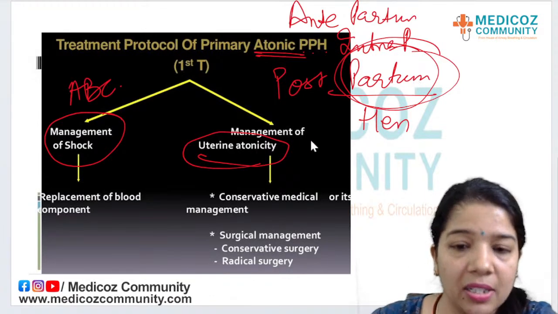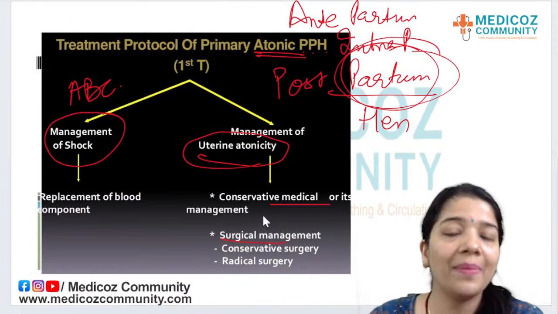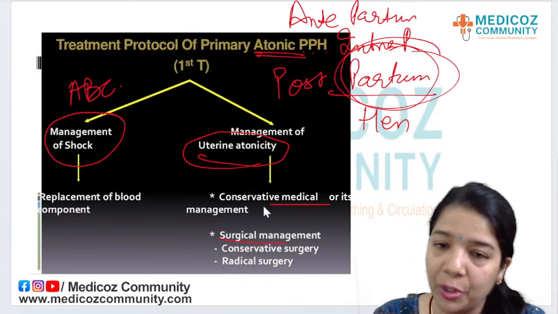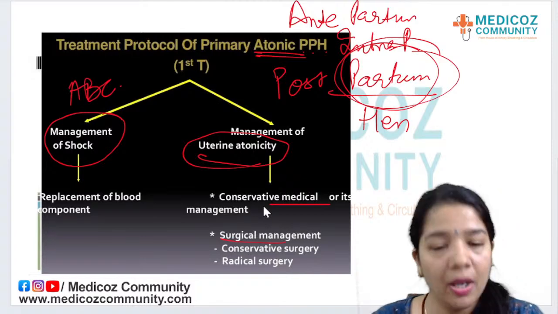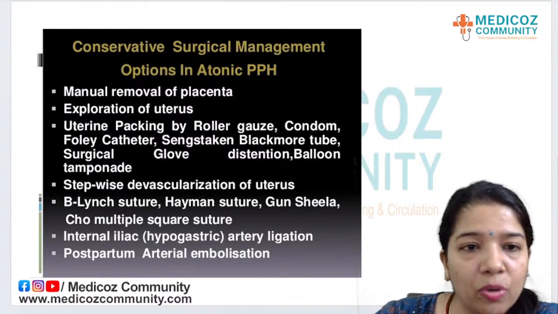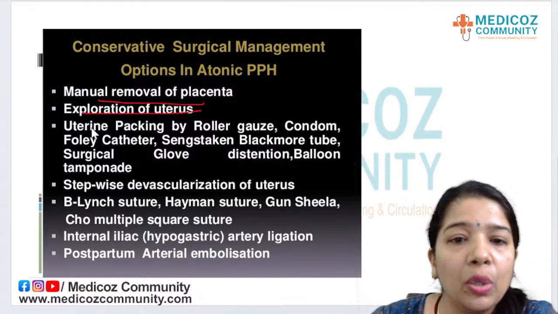We are discussing that. So there will be conservative medical management and surgical management. Surgical management will be conservative and radical. Conservative means you will try to preserve the uterus. Radical means you will remove the uterus. So in the conservative surgical approach, we see manual removal of placenta, exploration of uterus, uterine packing.